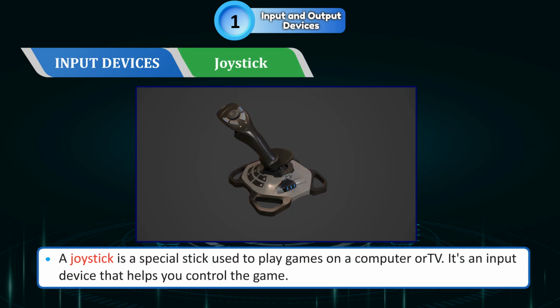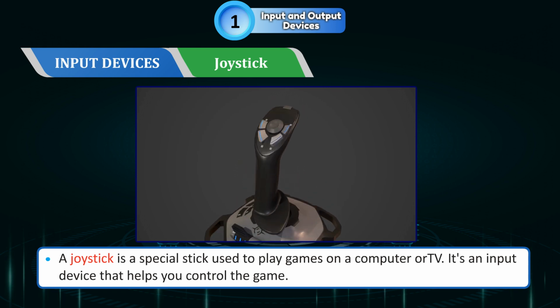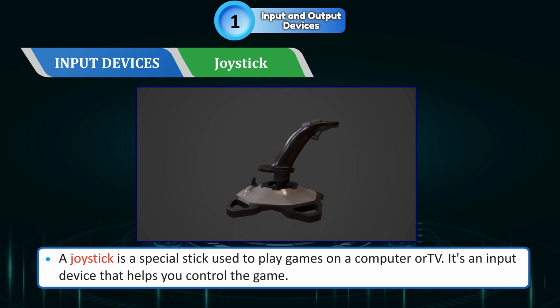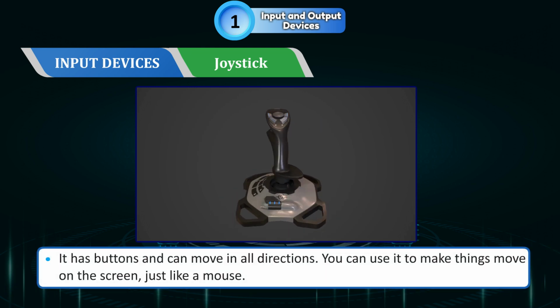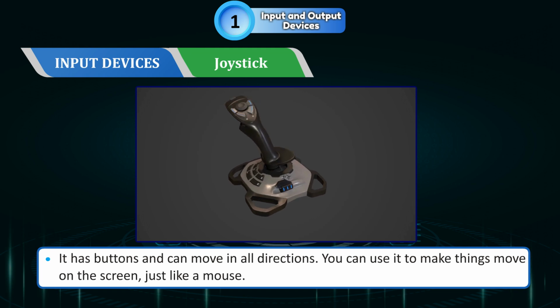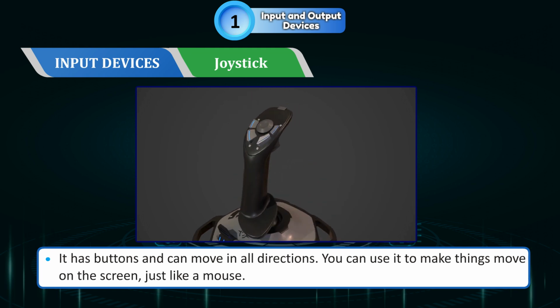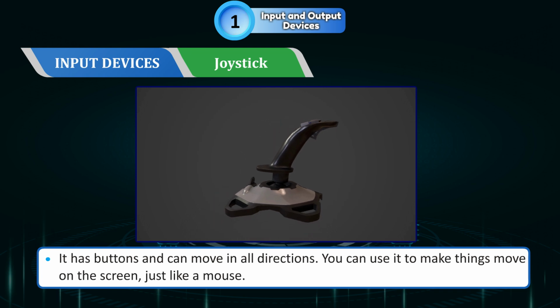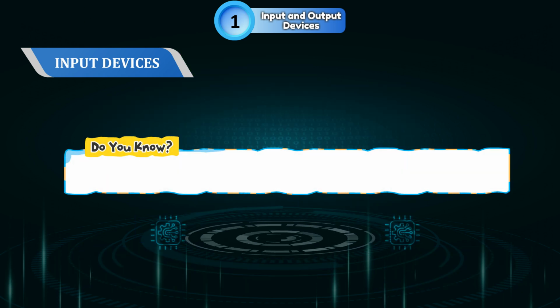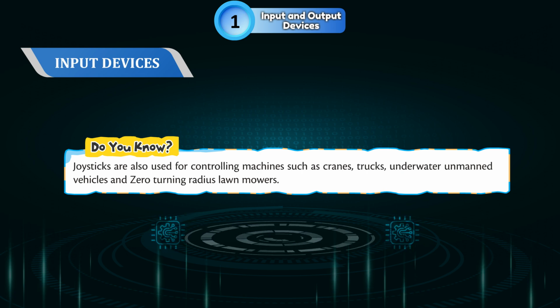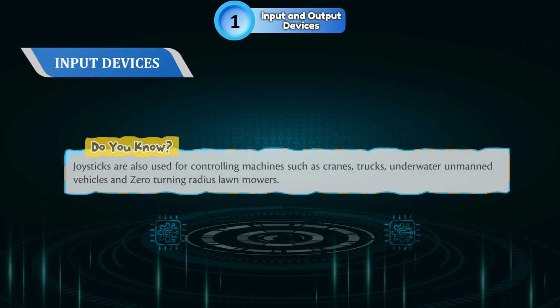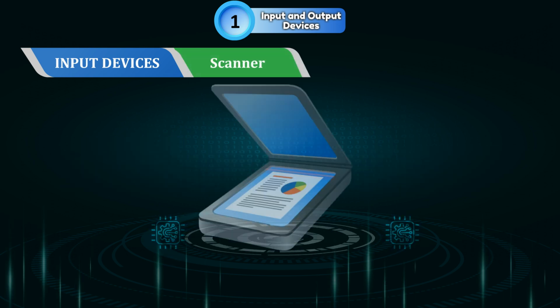Joystick. A joystick is a special stick used to play games on a computer or TV. It's an input device that helps you control the game. It has buttons and can move in all directions. You can use it to make things move on the screen, just like a mouse. Do you know? Joysticks are also used for controlling machines such as cranes, trucks, underwater unmanned vehicles, and zero-turning radius lawn mowers.